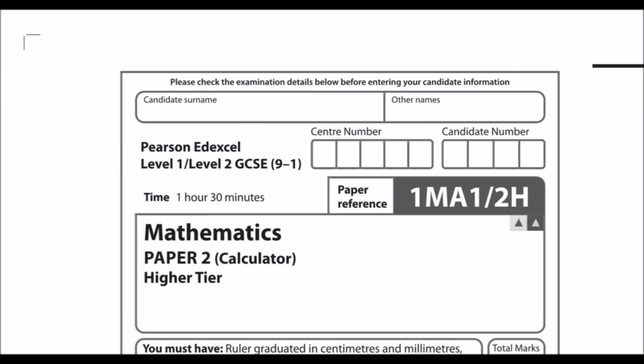This is the Edexcel Paper 2 higher tier from June 2022. It's a calculator paper. Question 1. Simplify x cubed to the power of 5.